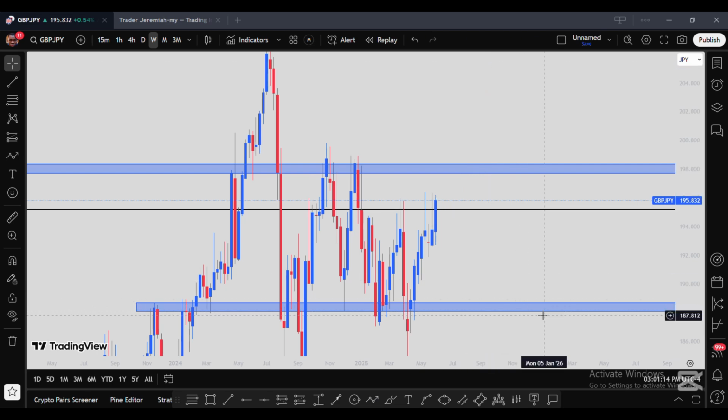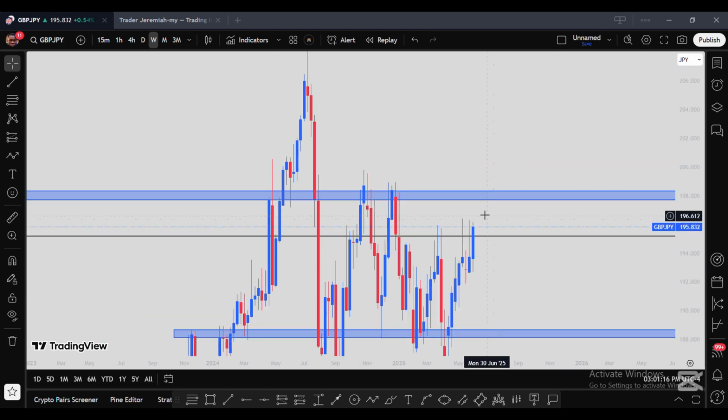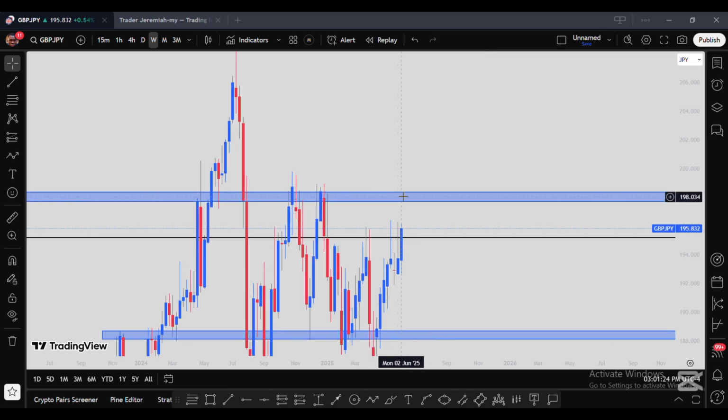But looking at it, there was a major key level. So there was another major level that was very close to it, as you can see, based on how price got ejected from here and also from this level. So this blue zone was also a major level here.